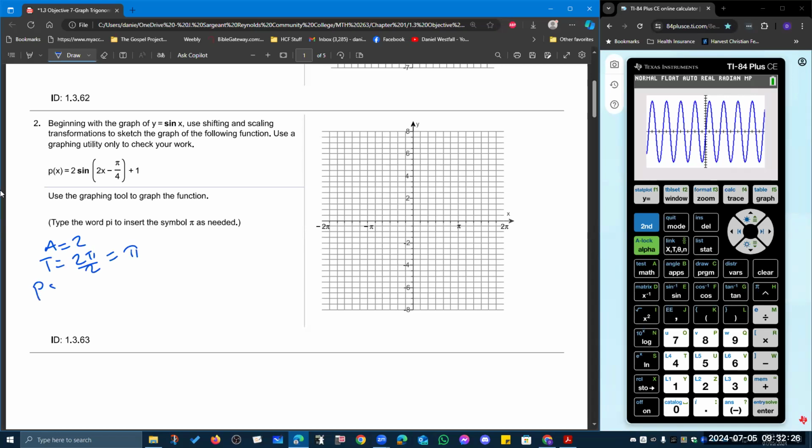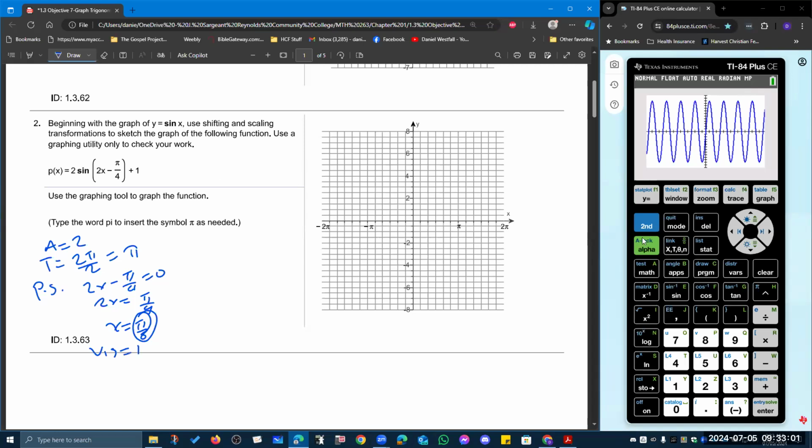Our phase shift is going to be when we have 2x minus pi over 4 equals 0. 2x equals pi over 4, so x equals pi over 8. That's my phase shift. Remember, before you start finding your phase shift, your coefficient on x needs to be positive. Same thing for your period. So if it's not, we need to use our even odd identities to get that negative outside. Our vertical shift here is 1.